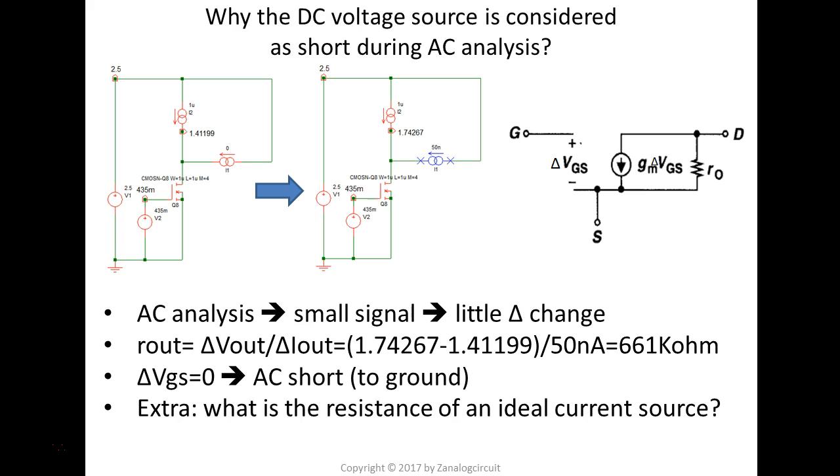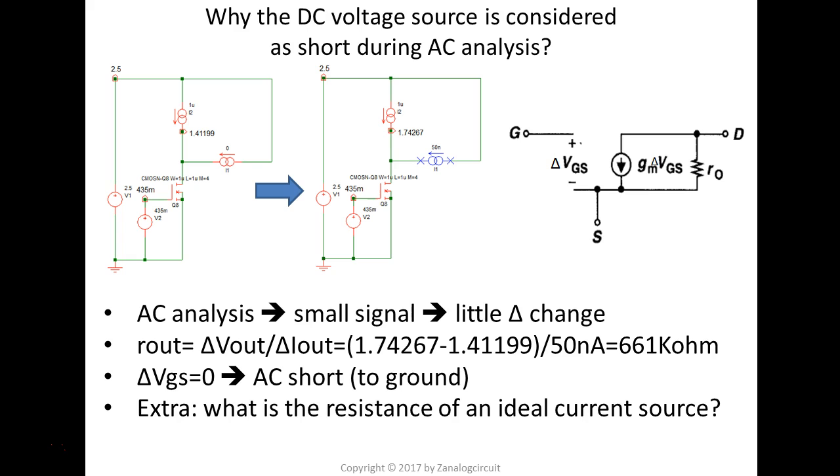Before going to explain that problem, let's first clarify that AC analysis is always about small signal analysis. It's always about the little delta change. That delta change could be a voltage change or current change around the main bias point. So it's always a little change.